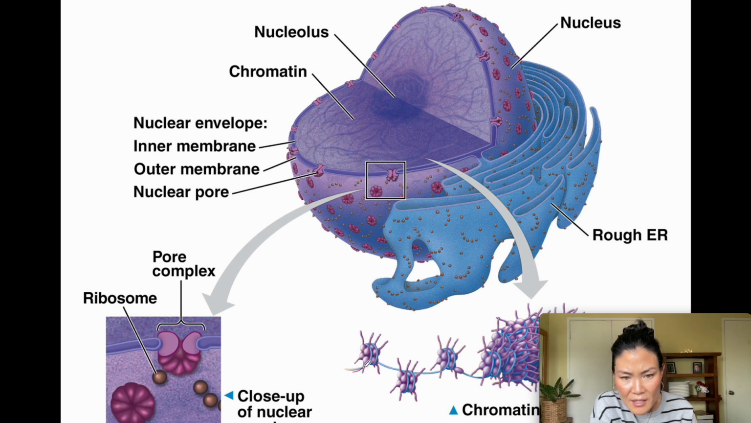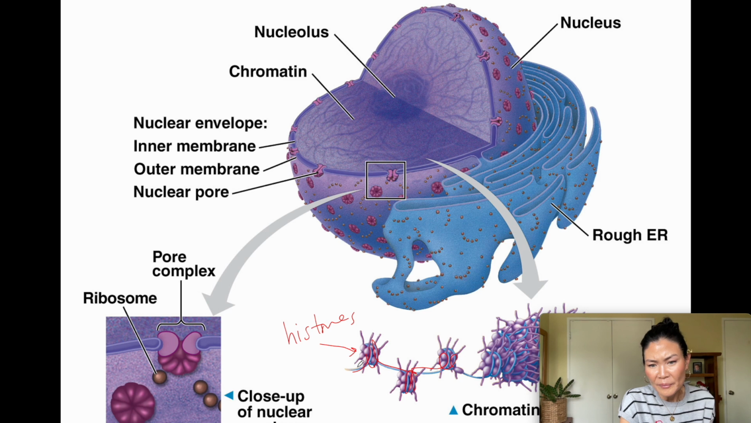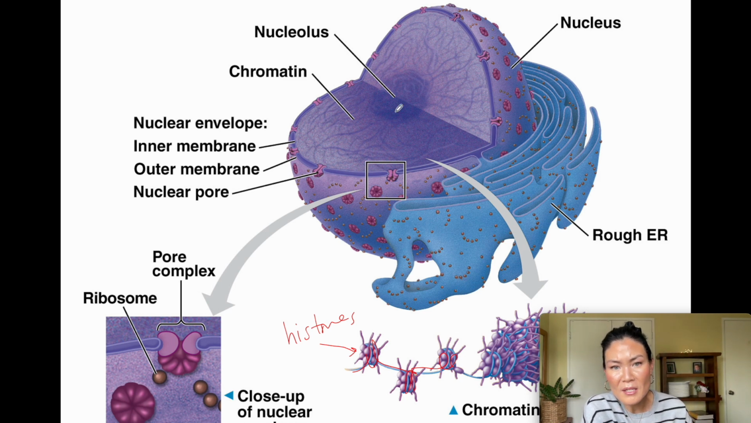So DNA is like this blue strand, okay? Do you see that blue strand? And the blue strand is wrapped around these purple proteins, and those proteins are called histones. We're going to learn all about that when we go over DNA. But the proteins that the DNA wraps around are called histones, okay, or histone proteins. And all together, we call that chromatin. So all of that chromatin is in the nucleus.